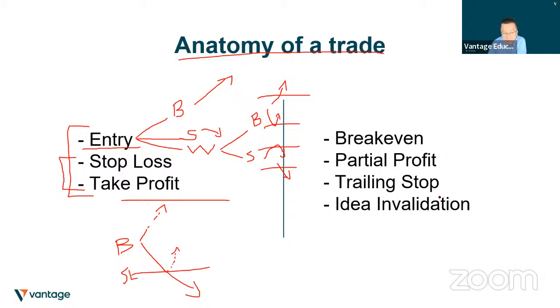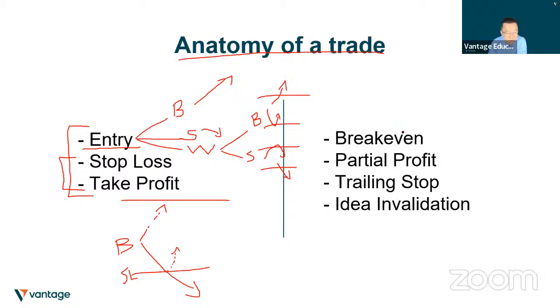Trailing stop, right? In the case where you might not want to close out partial profits, you might want to hold on to the trade and let it run. Your stop loss can be moved up. If you're buying, it can be moved up according to price as it moves up, so that you have a trailing stop, an automatic trailing stop.